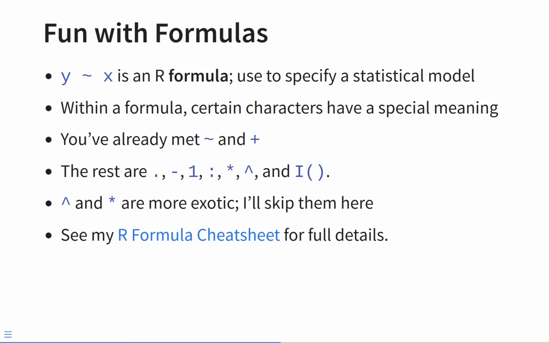The other characters that have special meanings in formulas are dot, minus, 1, colon, asterisk, caret, and then this guy, capital I parentheses. The caret and multiply are a little bit more exotic. I'll skip them here. But again, if you want to find out more about them, you can consult my R formula cheat sheet.